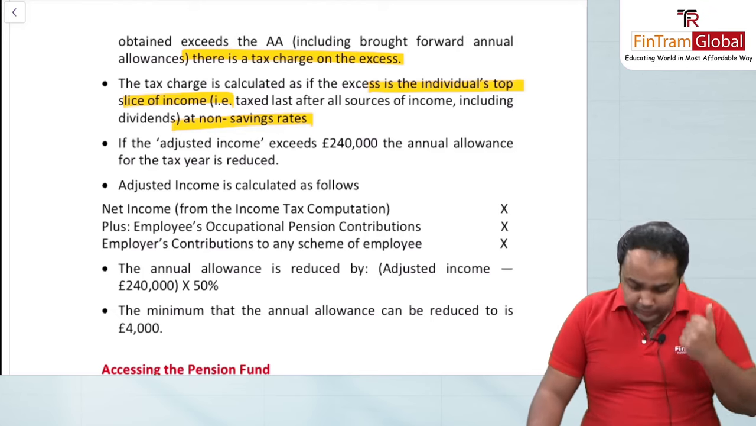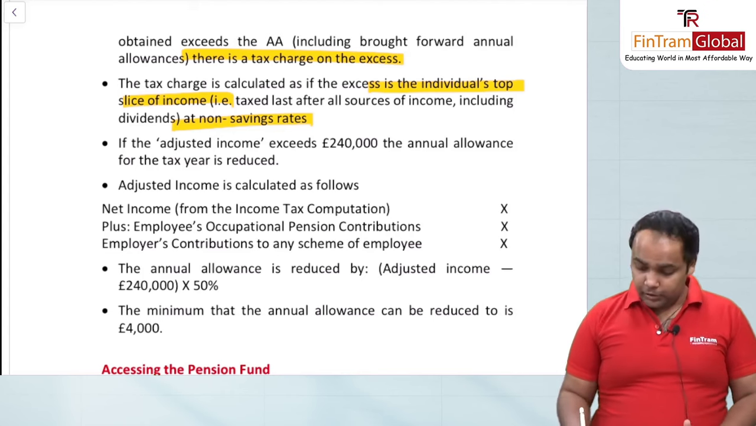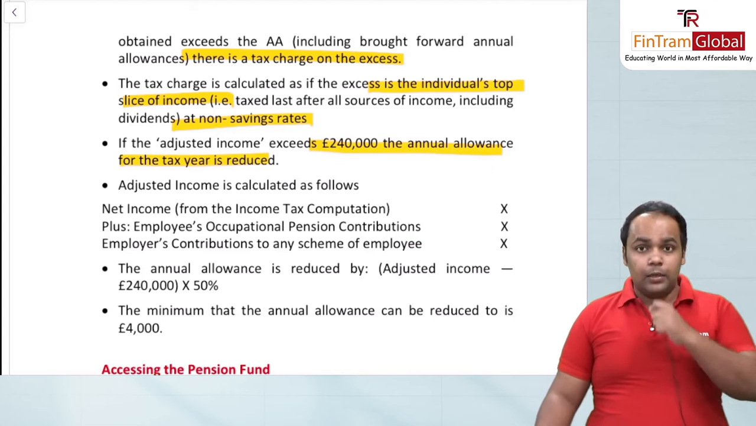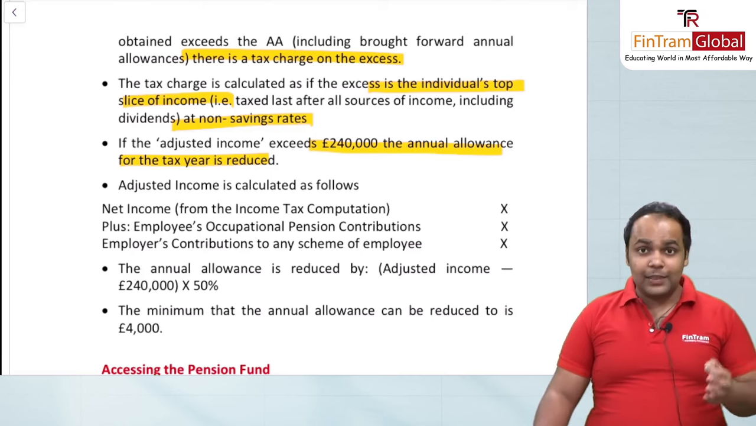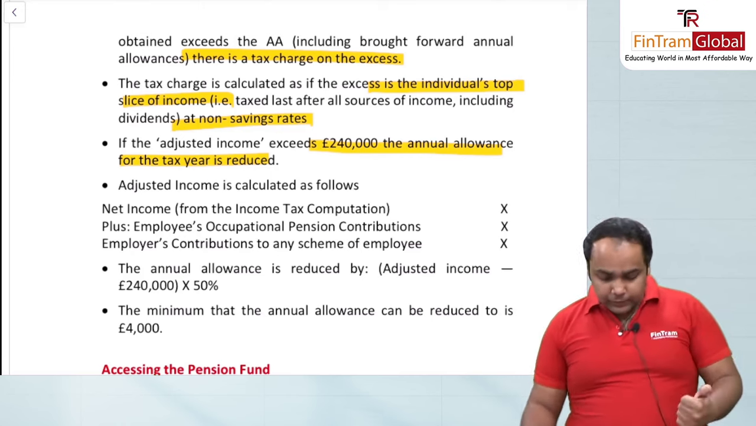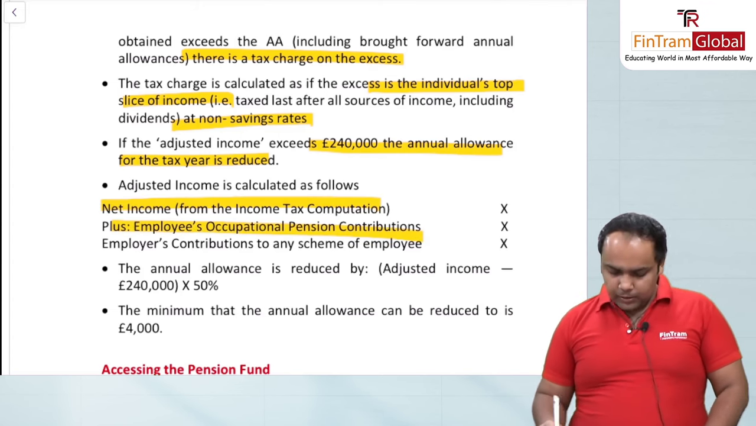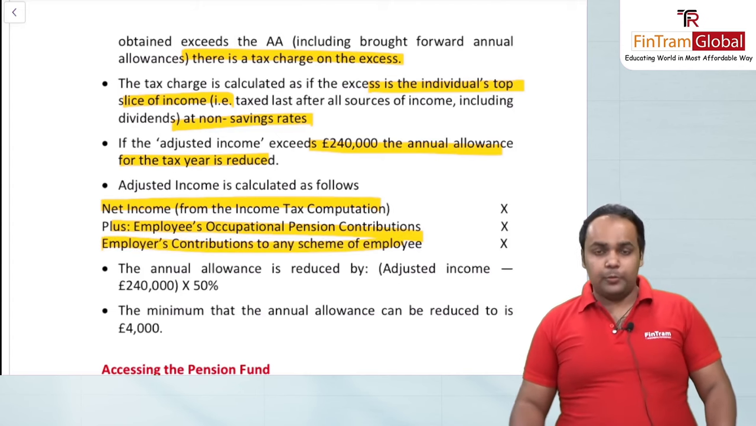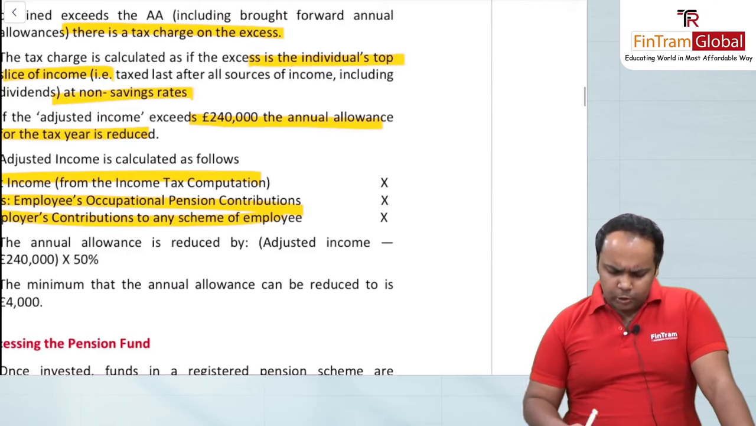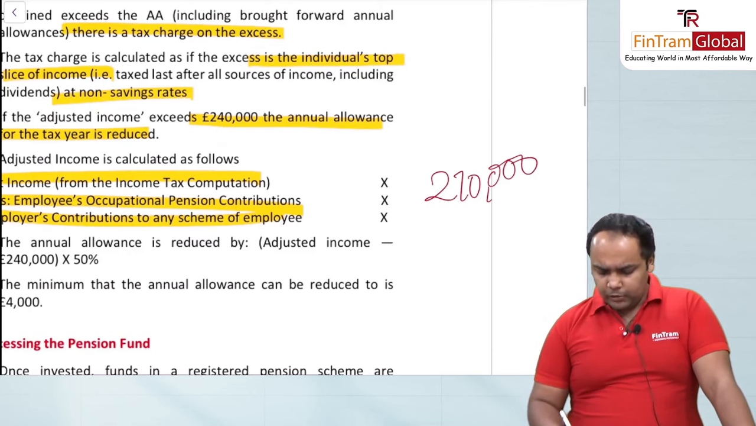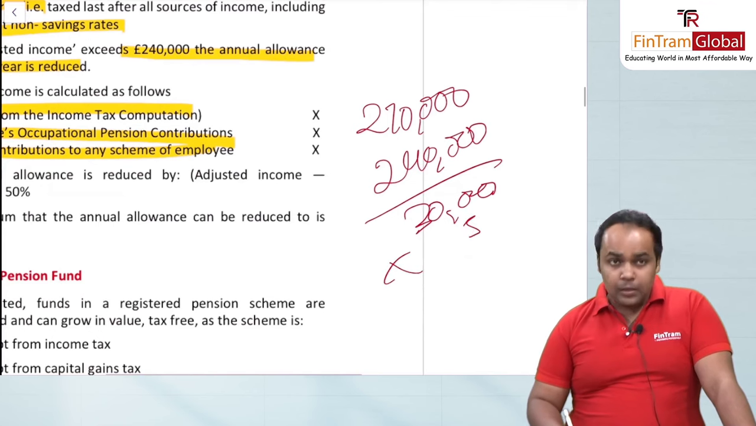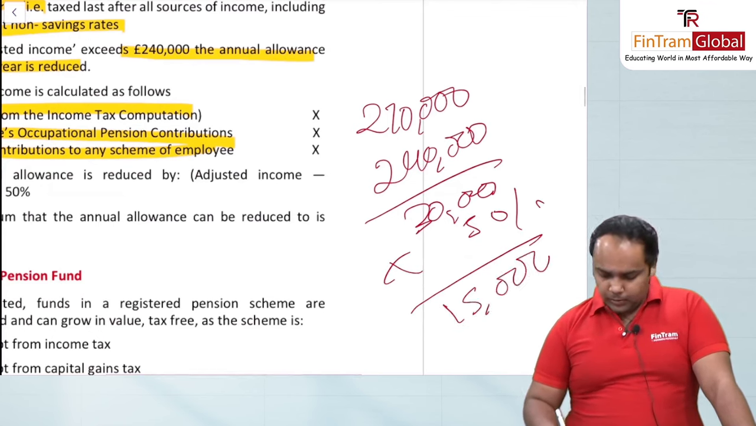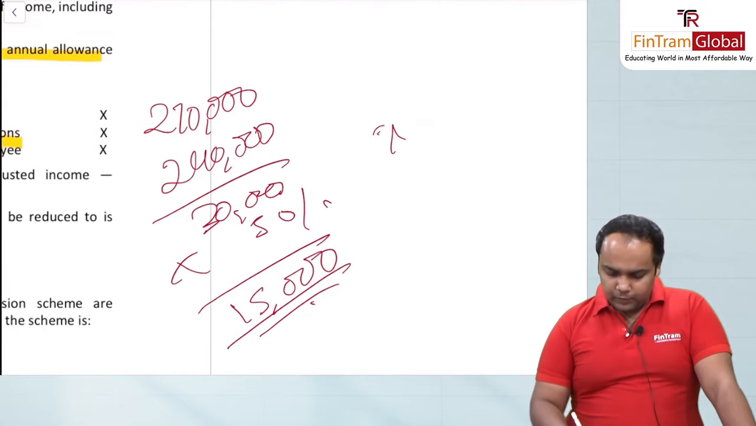Remember again, if the adjusted income exceeds 240,000, the annual allowance is reduced by 50% of the excess of adjusted income over 240,000. In this case, adjusted income is calculated slightly differently. It is net income from the income tax computation plus employees' occupational pension contributions plus employers' contributions to any scheme. If it's more than 240,000, say imagine it's 270,000, the excess over 240,000 is 30,000. 50% of that will be reduced from the annual allowance. So the annual allowance for this year would be 40,000 minus 15,000, that is 25,000.